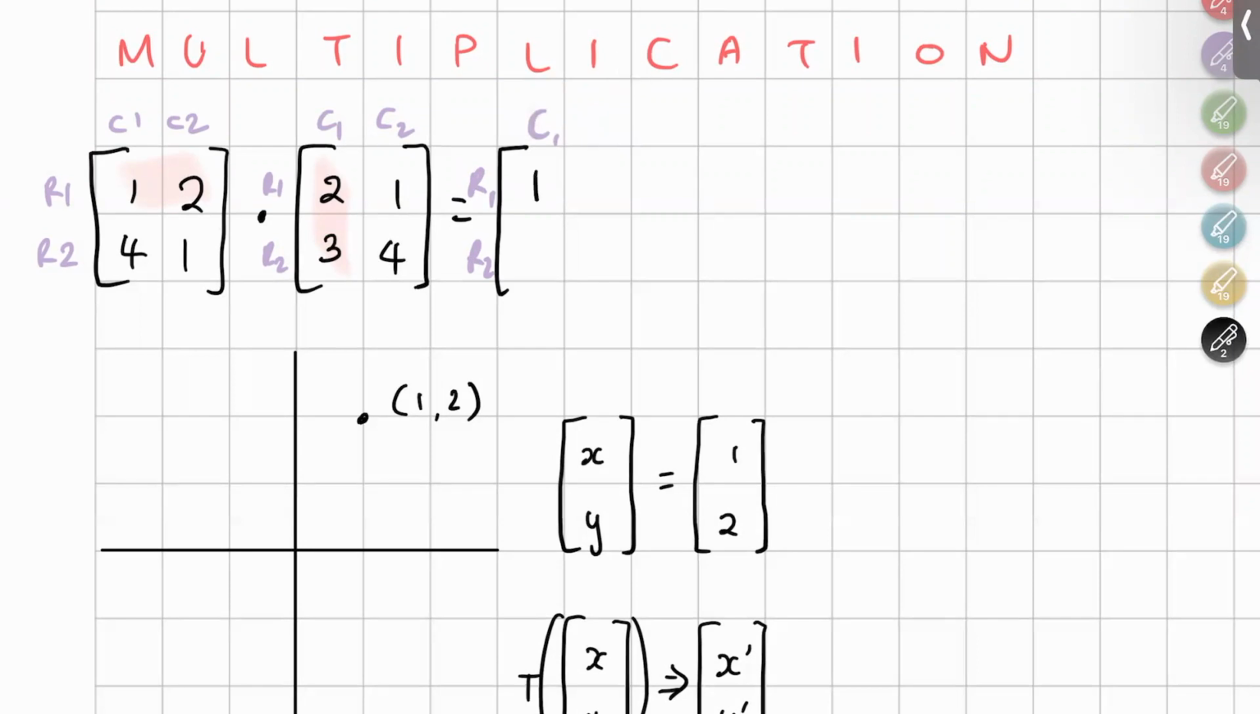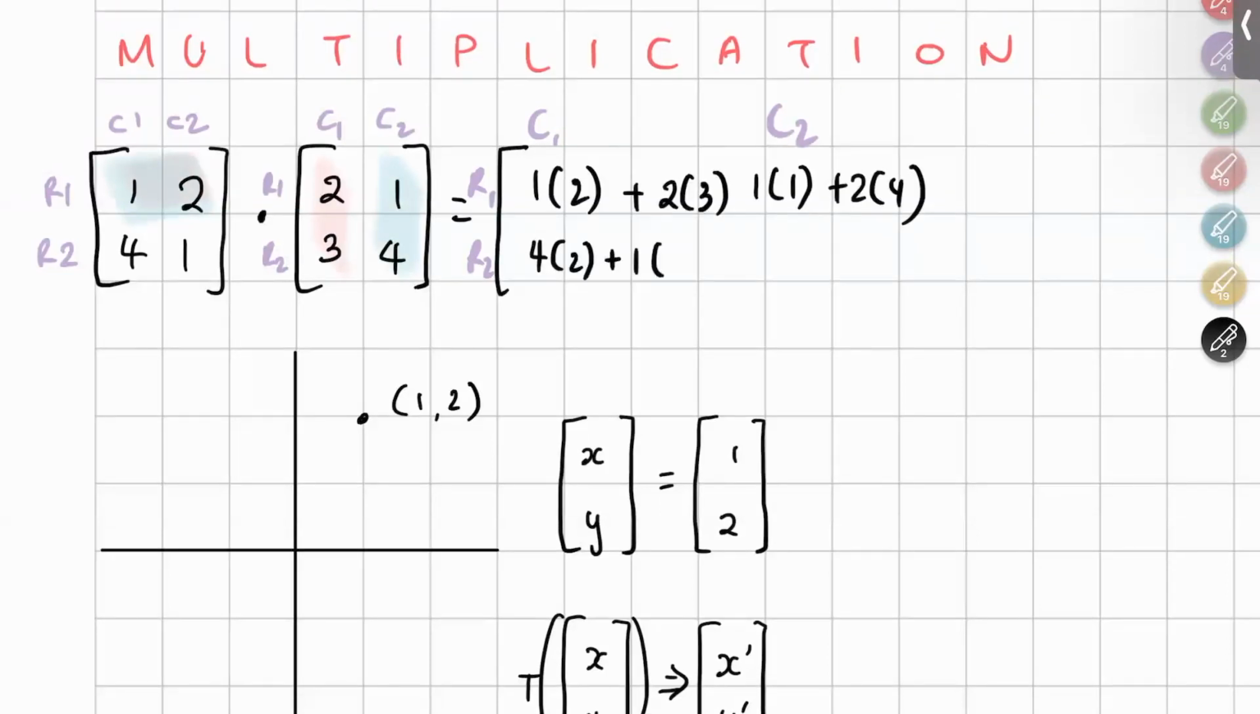So I have 1 times 2 plus 2 times 3. And then the second one in C2 will be, so what position am I at? I'm at R1, C2. So I'll use blue this time. I'll do R1 times C2. So this will be 1 times 1 plus 2 times 4. And then you just keep going. The next one will be 4 times 2 plus 1 times 3. The next one will be 4 times 1 plus 1 times 4. And then that is your matrix. So this is multiplication of matrices.